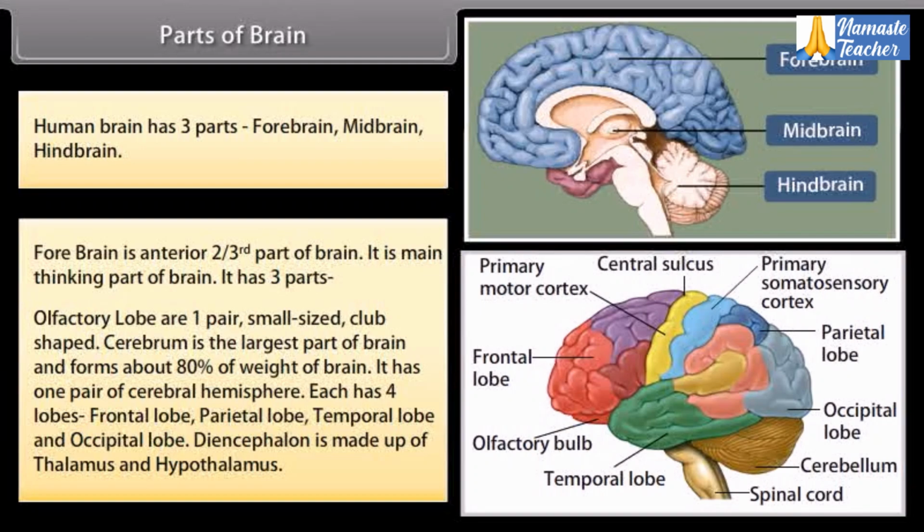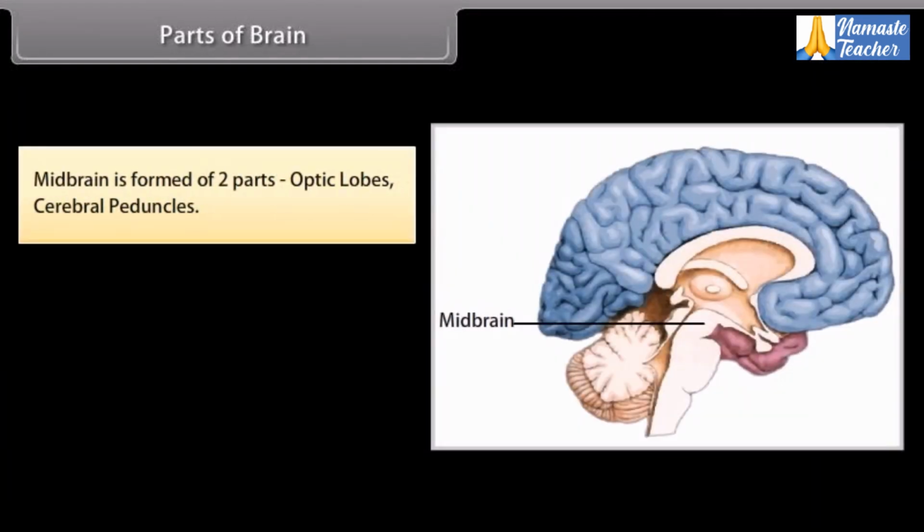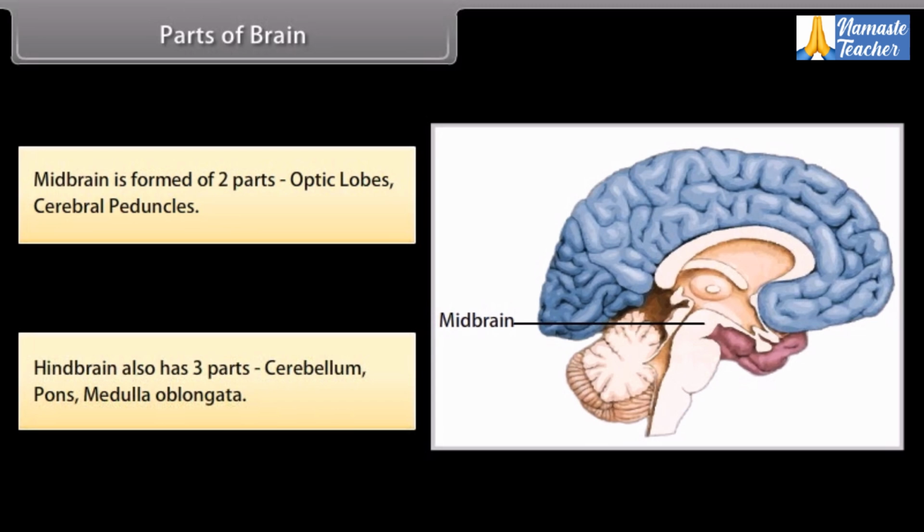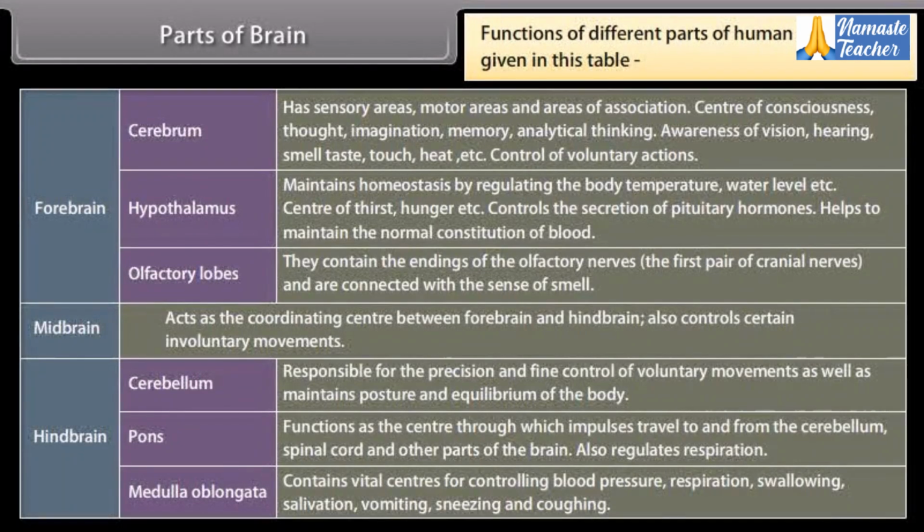Diencephalon is made of thalamus and hypothalamus. Midbrain is formed of two parts: optic lobes and cerebral peduncles. Hindbrain also has three parts: cerebellum, pons, medulla oblongata. Functions of different parts of human brain are as given in this table.